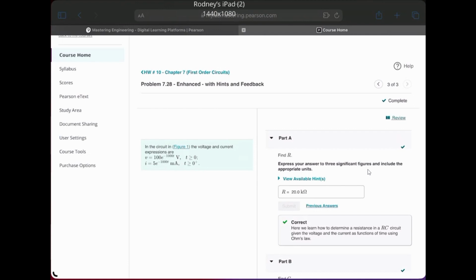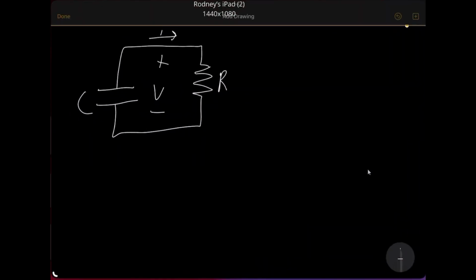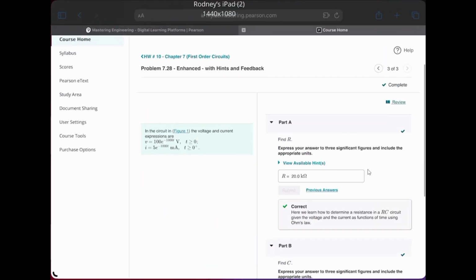Okay, and now we're here with the third and final problem. Okay, so let's see what circuit we're given. We're given a capacitor and a resistor. Okay, and we're given the values for V as a function of time and our I as a function of time.